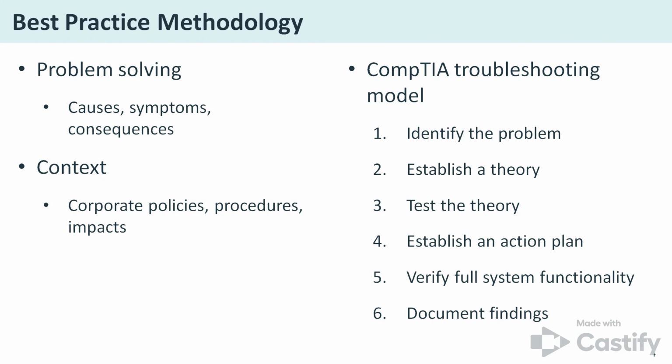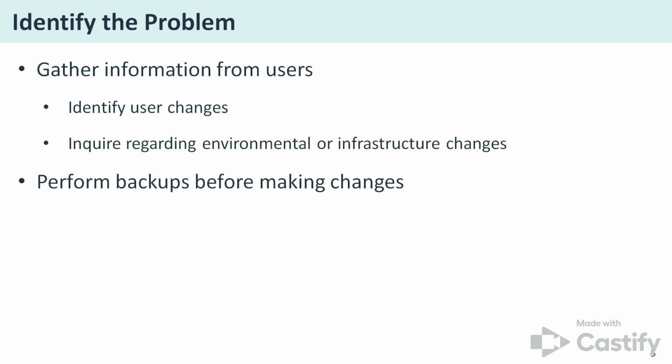The first one is to identify the problem. Then the second is to establish a theory, test the theory, establish an action plan, verify full system functionality, and document findings. Okay, so when we say identify the problem, what do we do?